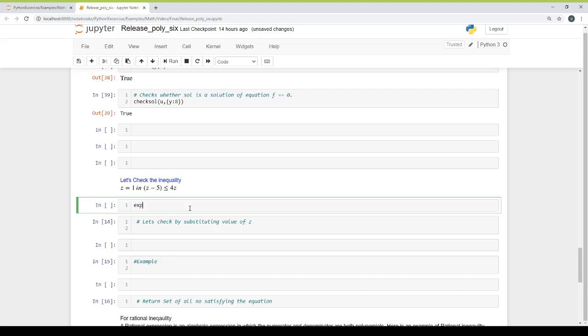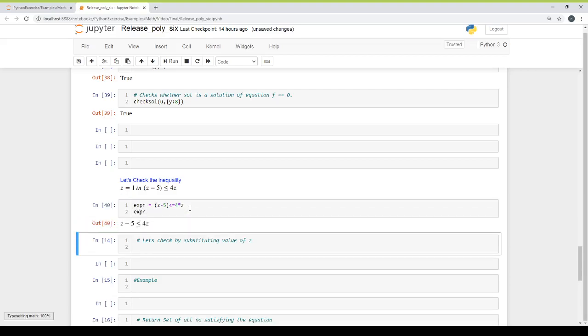Let's do it. Expression is equal to z minus 5 which is less than or equal to 4 into z. Z minus 5 is less than or equal to 4 into z. Let's check by substituting the value of z.